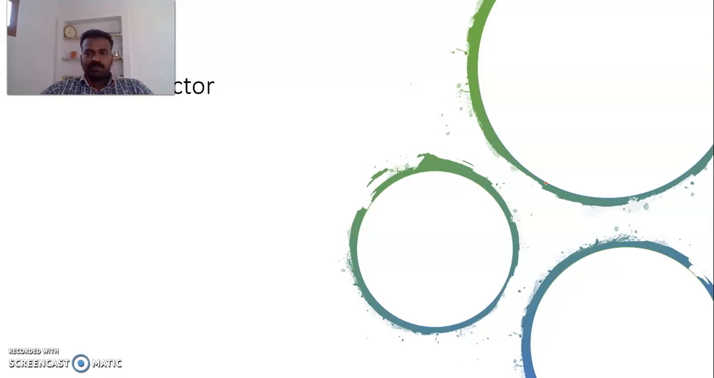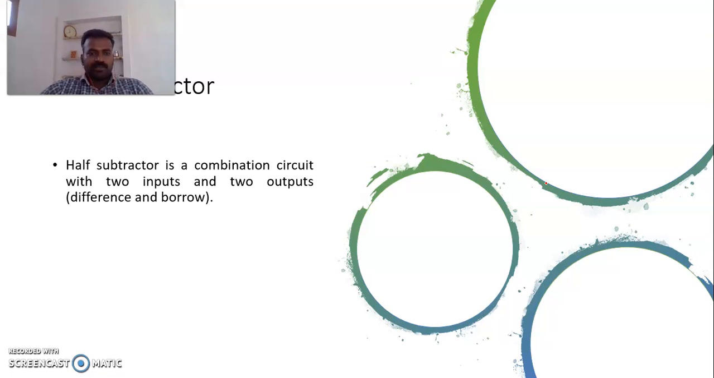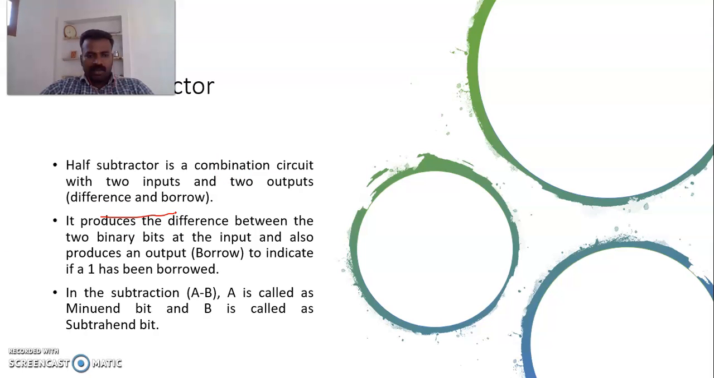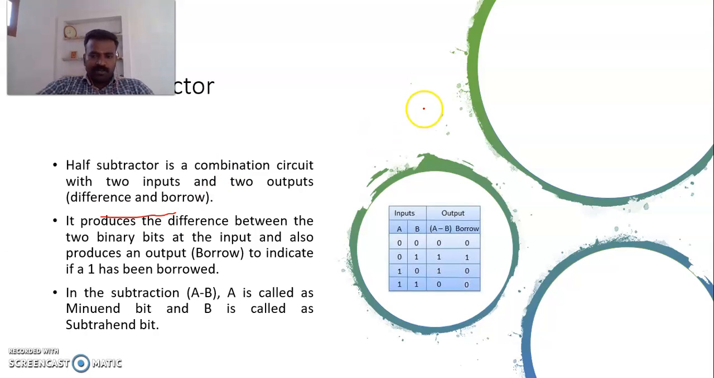Half subtractor is a combinational circuit with 2 inputs and 2 outputs, and the outputs are difference and borrow. Let me explain. This is the truth table of the half subtractor. A and B are 2 inputs, A minus B. First combination 0 minus 0, the result is 0 and 0. There is no difference.